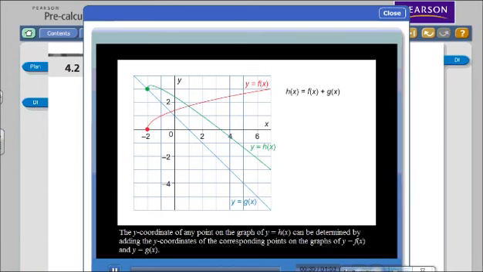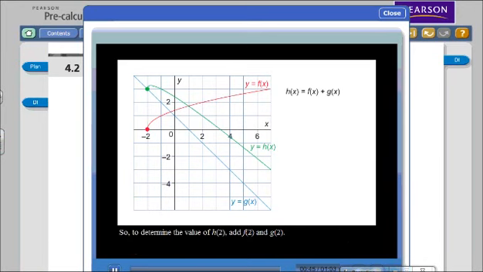The y-coordinate of any point on the graph of y equals h at x can be determined by adding the y-coordinates of the corresponding points on the graphs of y equals f at x and y equals g at x. So, to determine the value of h at 2, add f at 2 and g at 2. f at 2 is 2. g at 2 is -1. So h at 2 equals 2 minus 1, which equals 1.